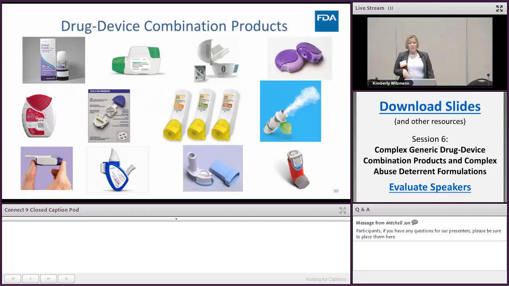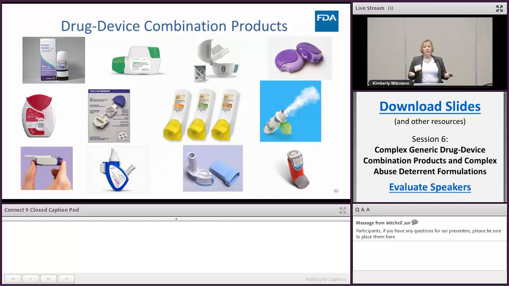So now I put up this slide merely as an example. These are just some arbitrarily chosen devices, just to show you the scope of complexity with only one subgroup of drug device combination products. So these are orally inhaled products. You can see in the bottom right-hand corner, there's a standard metered dose inhaler.